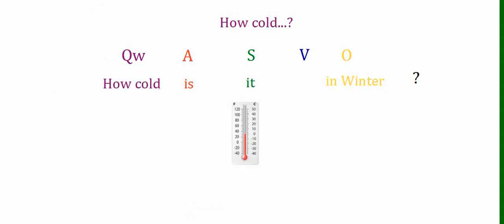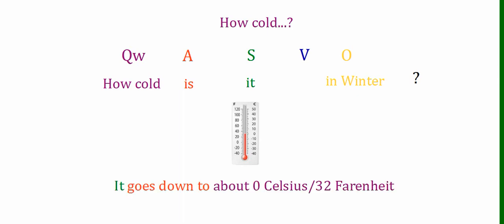And when we ask how cold, it's a little bit different. The phrase now is, instead of it gets up to, it goes down to. So how cold is it in winter? It goes down to about 0 Celsius or 32 Fahrenheit.